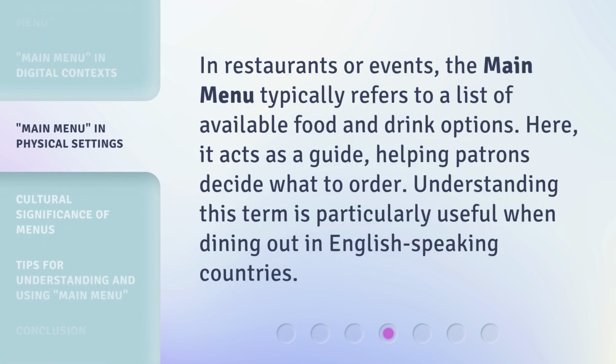In restaurants or events, the main menu typically refers to a list of available food and drink options. Here, it acts as a guide, helping patrons decide what to order. Understanding this term is particularly useful when dining out in English-speaking countries.